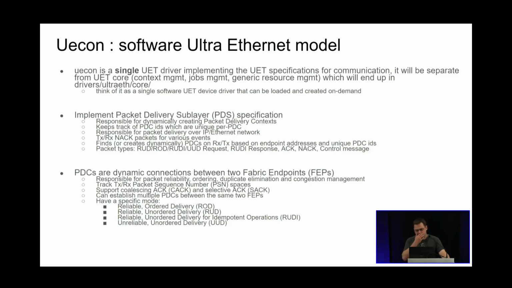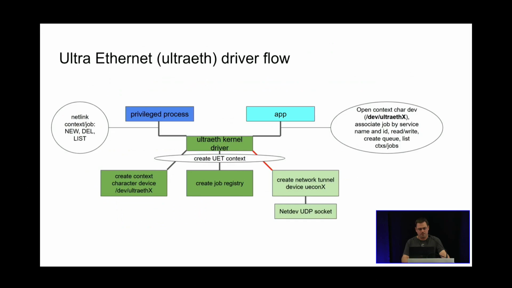The modes are reliable ordered and reliable unordered, the ones that I mentioned we are interested in. There are also reliable unordered idempotent operations. That's a more interesting one, where obviously two of the same operations cannot change state. And we have unreliable unordered delivery that is, as the name suggests, completely unreliable: packets are not tracked and unordered.